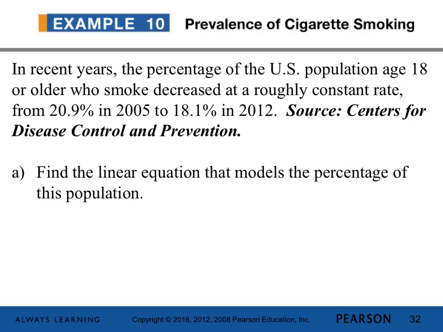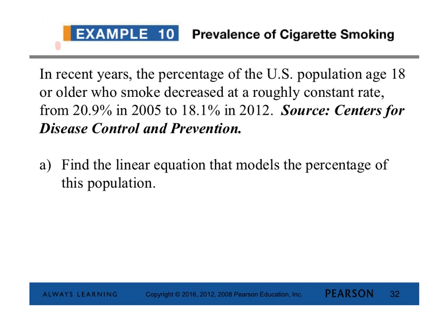So we're going to wind up with an example of how this actually refers to anything in the real world. In recent years, the percentage of U.S. population at age 18 or older who smoke decreased, that's an important word, decreased, at a roughly constant rate, from 20.9% in 2005 to 18.1% in 2012. And we have a citation so that you know this actually does come from a real set of data. And we want to find a linear equation that models the percentage of this population.